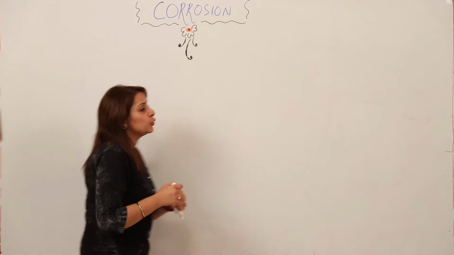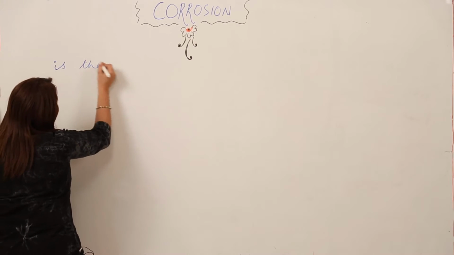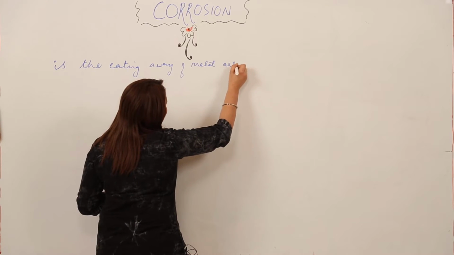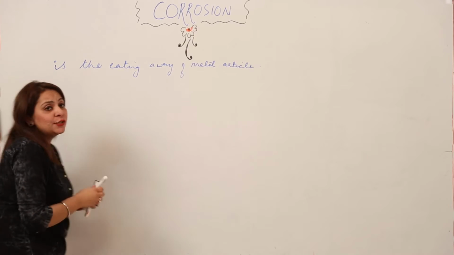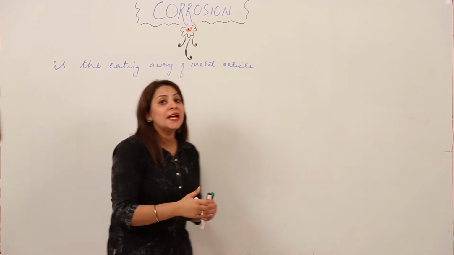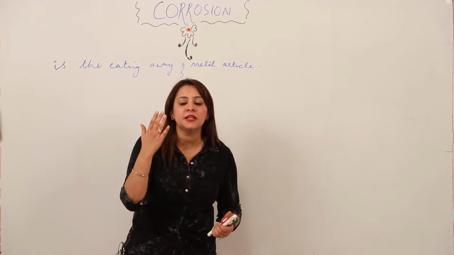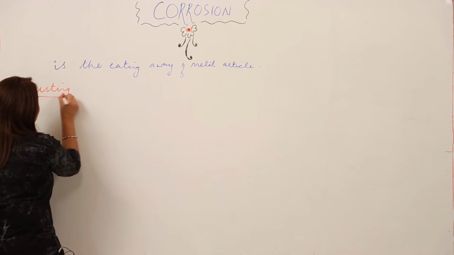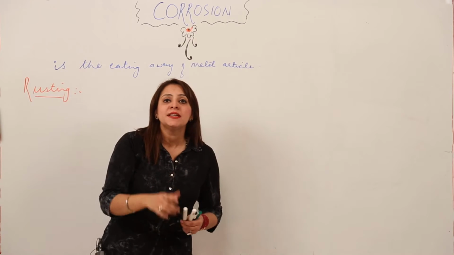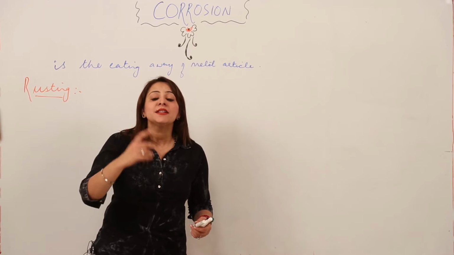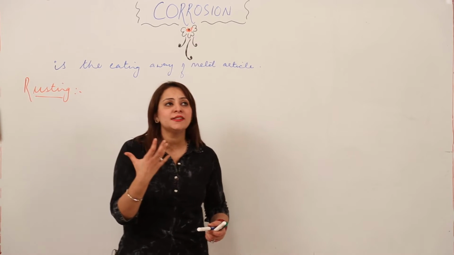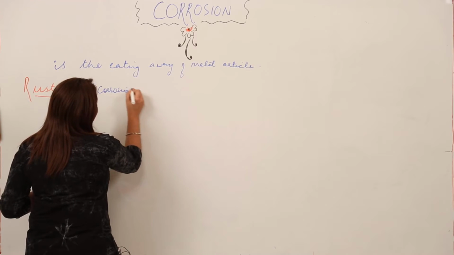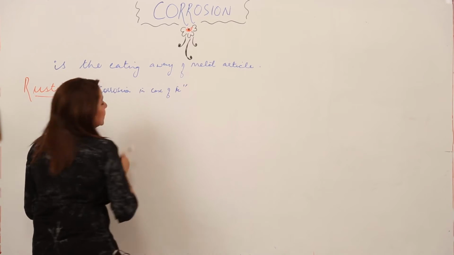So what is corrosion? Corrosion is the eating away of a metal article, right? And you know that in case of iron, it is given a special name, because it is so prone to corrosion. That is rusting. So rusting is actually corrosion of iron. It is a specific name. Corrosion is a word used for all metals, right? But rusting is a word which only denotes the corrosion of iron.